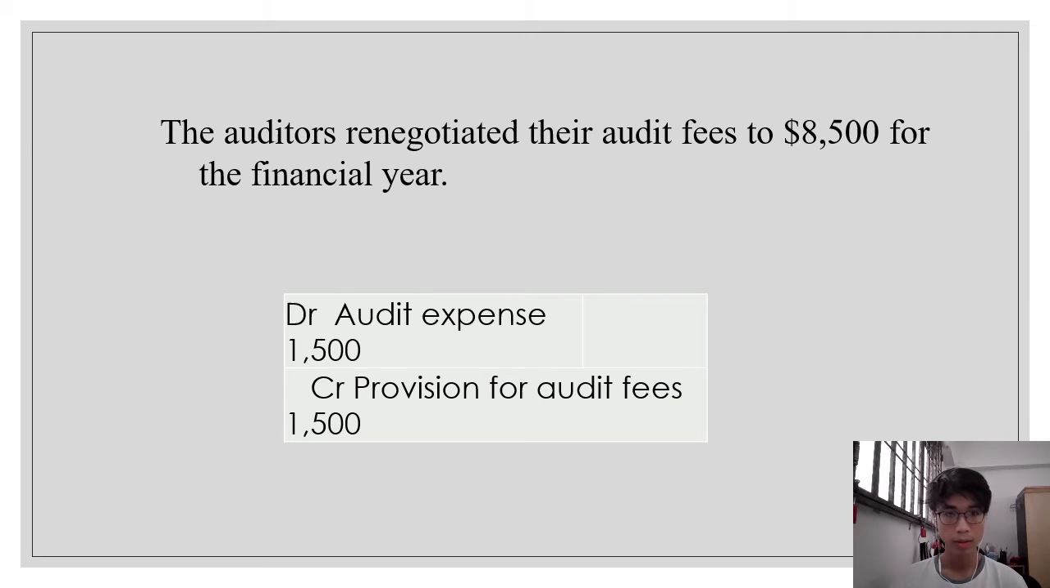Firstly, for the journal entry, as stated in the Word document, the auditors renegotiated their audit fees to 8,500 for the financial year. Therefore, we have to debit audit expense because it's an expense incurred for auditing, and we credit a provision for audit fees.